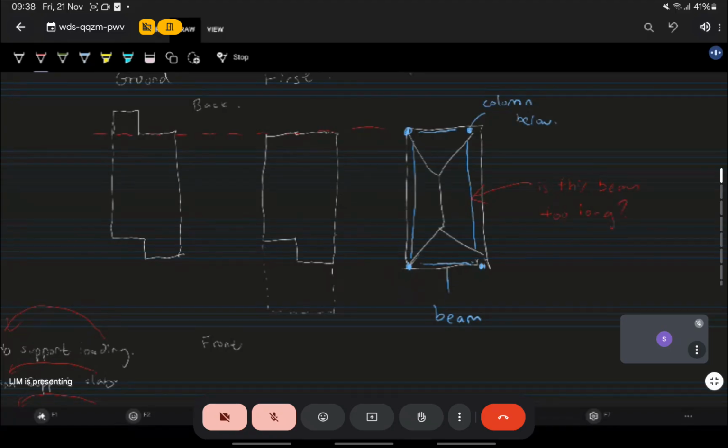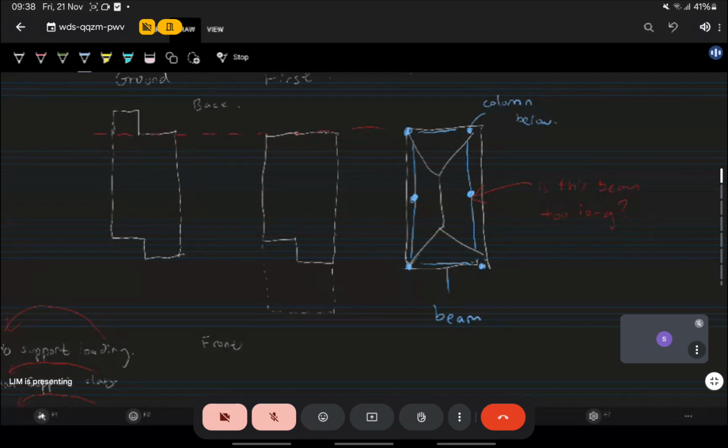If it's too long, the solution is we put a column in the middle, or we can put two, or three. But you need to decide if it's too long or not. If it's not too long, then you don't have to put any columns in. If the beam is too long, then you have to put columns in to add more supports. The more columns you put in, the more supports there are for that beam.